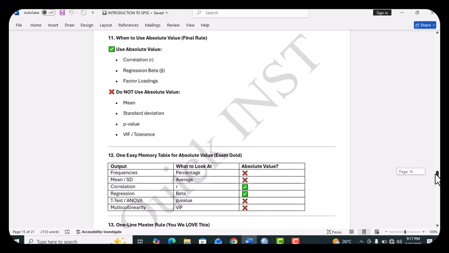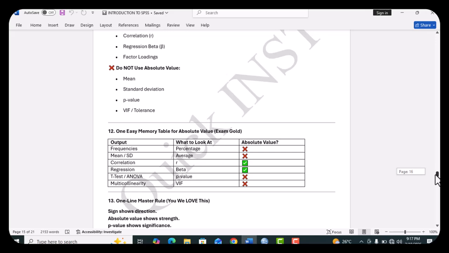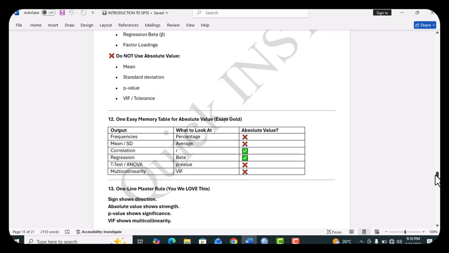So this is the chart. When you get the output, look at the percentage for frequency, the average for mean value, and the correlation. That's when you check the absolute value. The only two places where you check the absolute value are the correlation coefficient and the regression beta. So let's move on to number 12, which shows the chart.